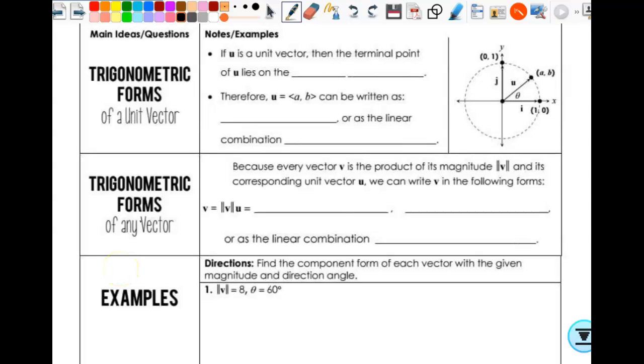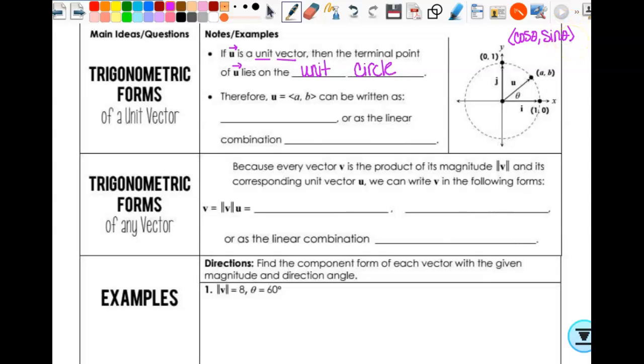So the first thing we're going to look at is the trigonometric forms of a unit vector. A unit vector has a length of 1. So it says here, if u is a unit vector, then the terminal point of u lies on the unit circle, because the vector acts as the radius, right? So if this is, here's vector u, there's 1 unit there. And the terminal point then is at AB. But remember, on your unit circle, your ordered pairs are all cosine theta, sine theta.